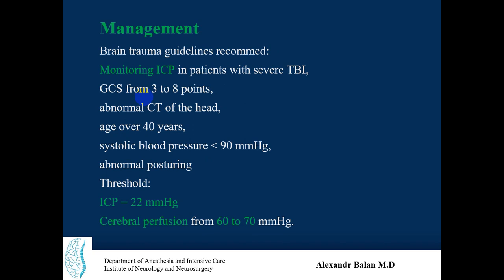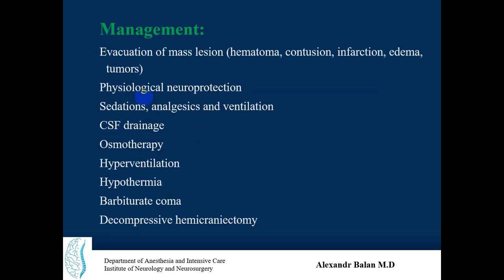An intracranial pressure threshold of 22 millimeters of mercury and up is considered abnormal and should be controlled to be less than 22. And cerebral perfusion pressure should be maintained at 60 to 70 in these cases to maintain vital functions of the brain.